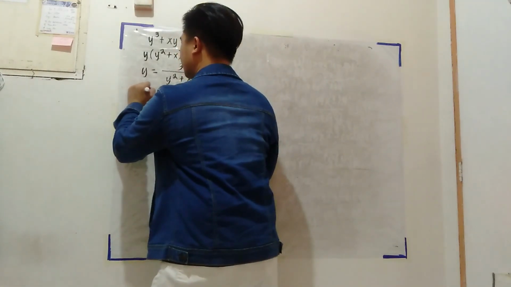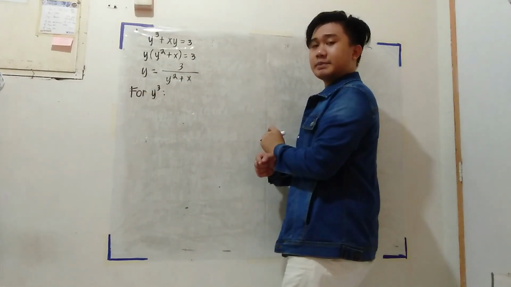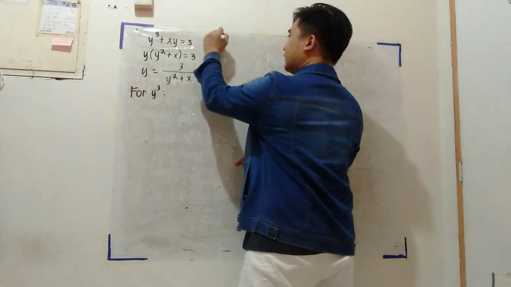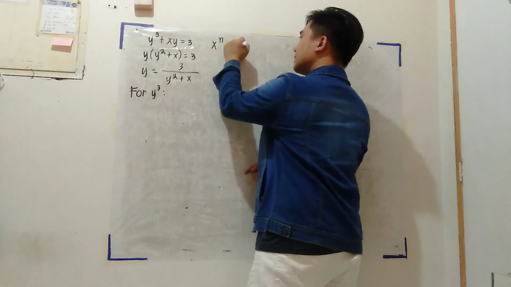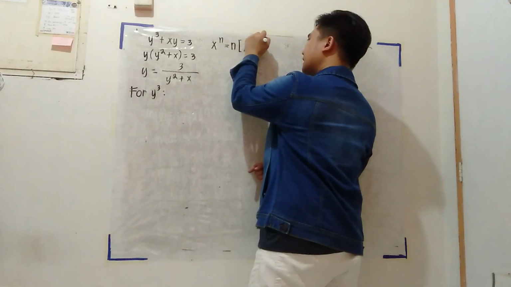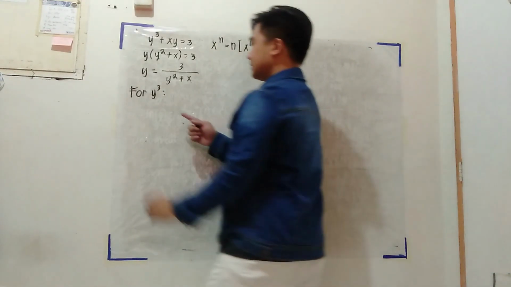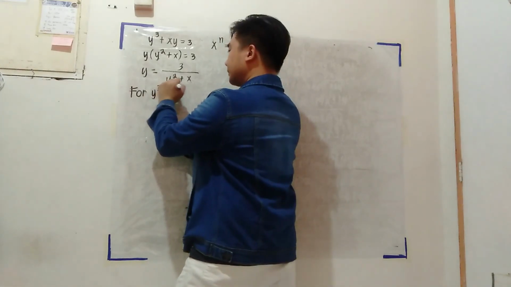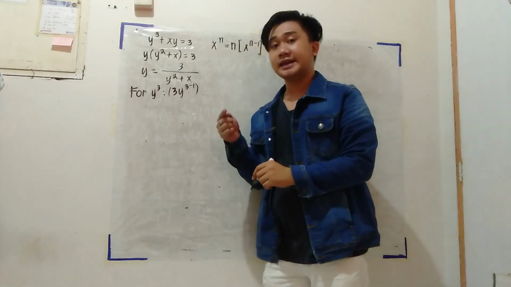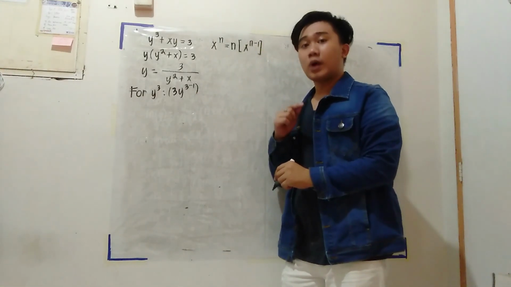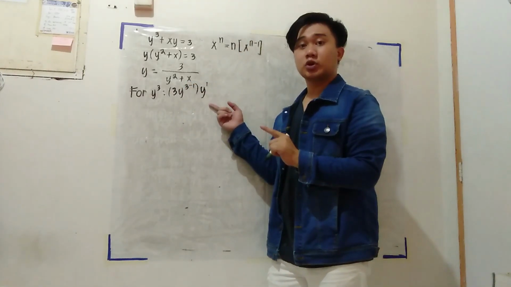Since simulang problem to, isa-isahin muna natin. Una, y cubed. I-apply lang natin yung power rule. Alin ba yung power rule ng differentiation? If you have x raised to n, pag dinifferentiate ko yan, that is equals to n times x raised to n minus 1. Pero may trick kapag y. Bababa si 3, y to 3 minus 1. Pag dinifferentiate mo si y implicitly, lalagyan mo po ng y prime.